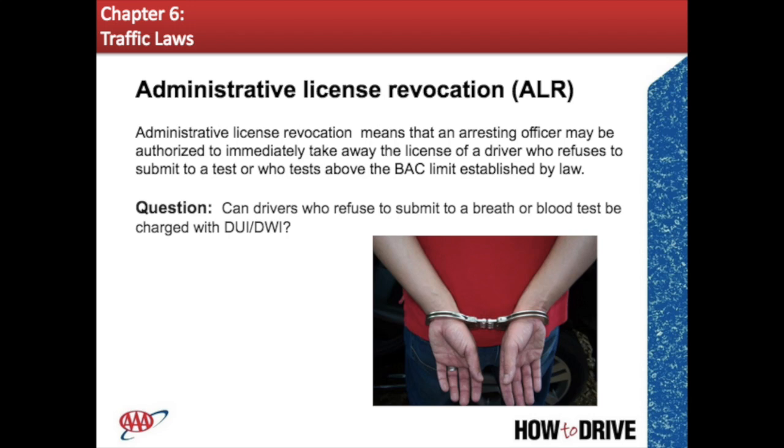Under a procedure known as administrative license revocation, an arresting officer may be authorized to immediately take away the license of a driver who refuses to submit to a test or who tests above the BAC limit established by law. Drivers who refuse to submit to a breath or blood test may still be charged with DUI or DWI based on other evidence such as observed erratic driving and physical behavior.